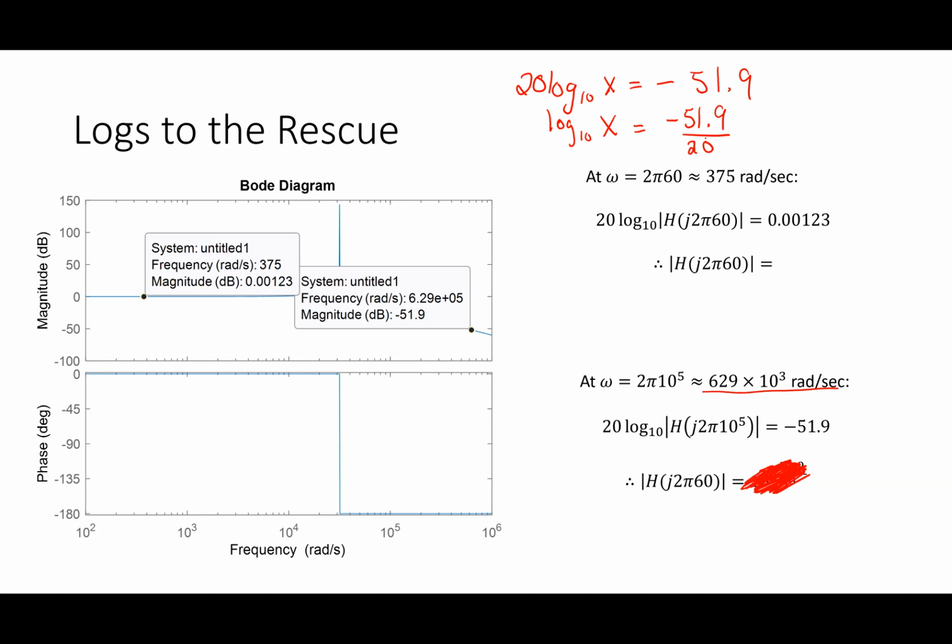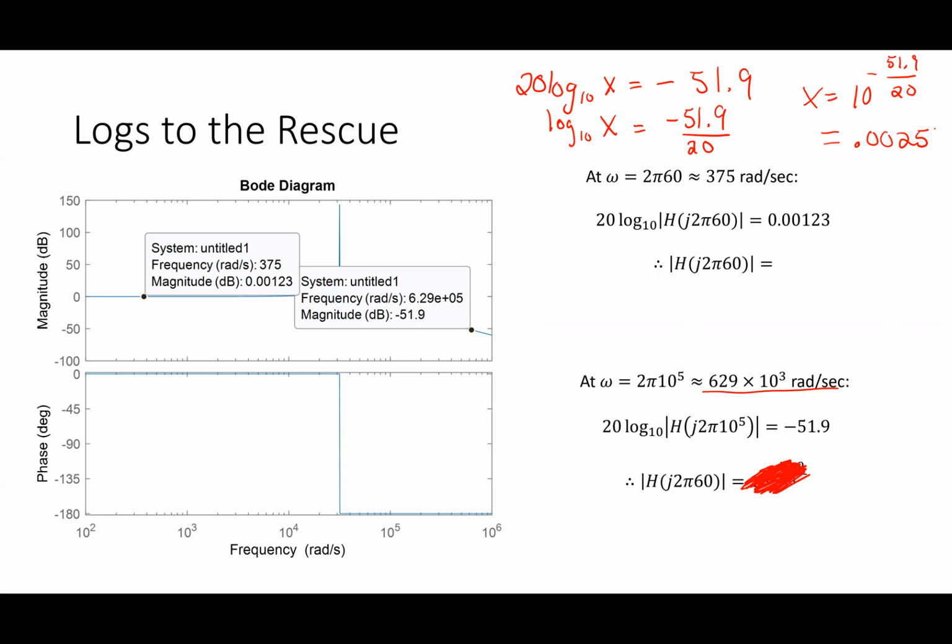Now, how do I solve for x? How do I undo a logarithm? It's 10, because I said log base 10, right? I take 10 and raise both sides to the power. So on the left side, I would get x is equal to 10 to the negative 51.9 divided by 20. And if I computed that, I would end up with what? 0.0025.